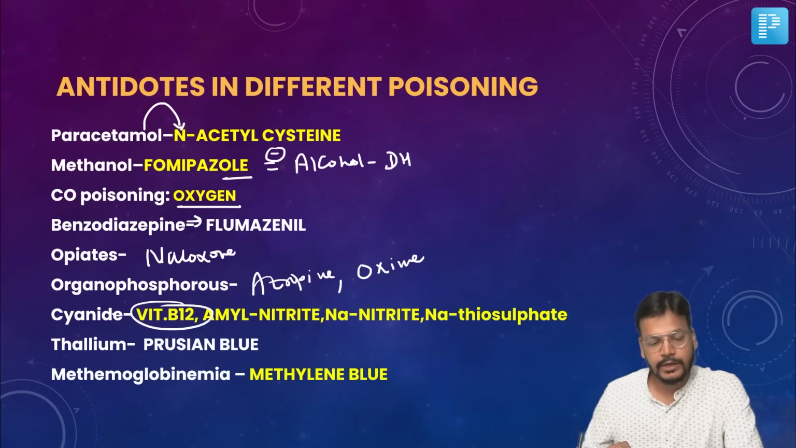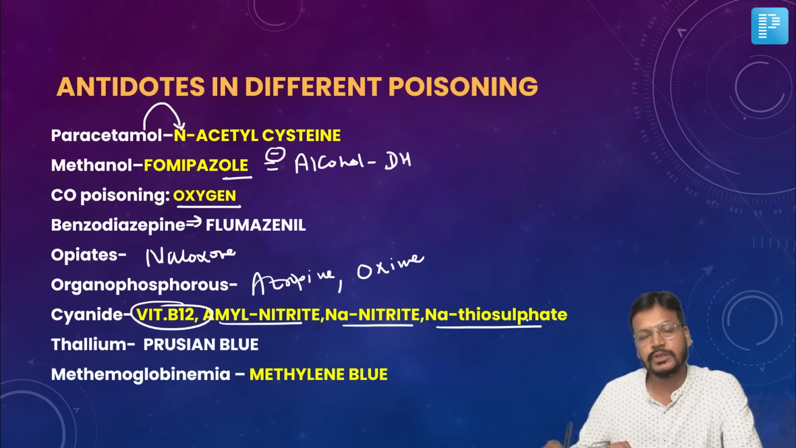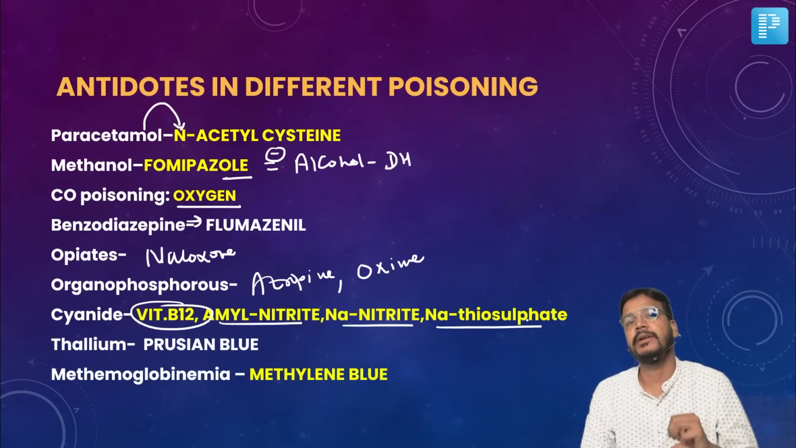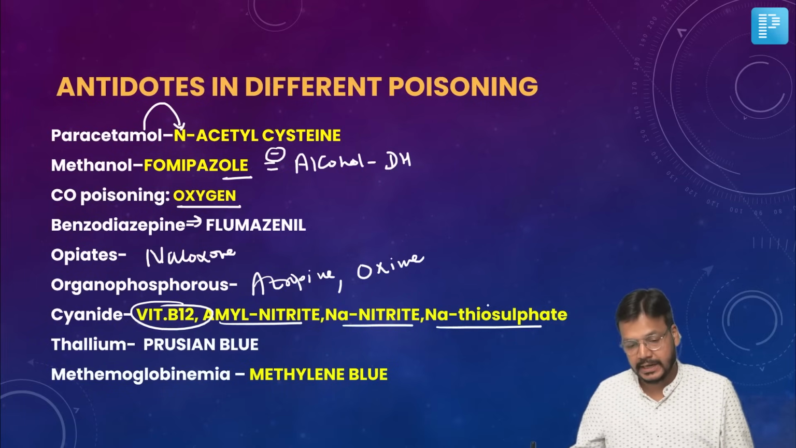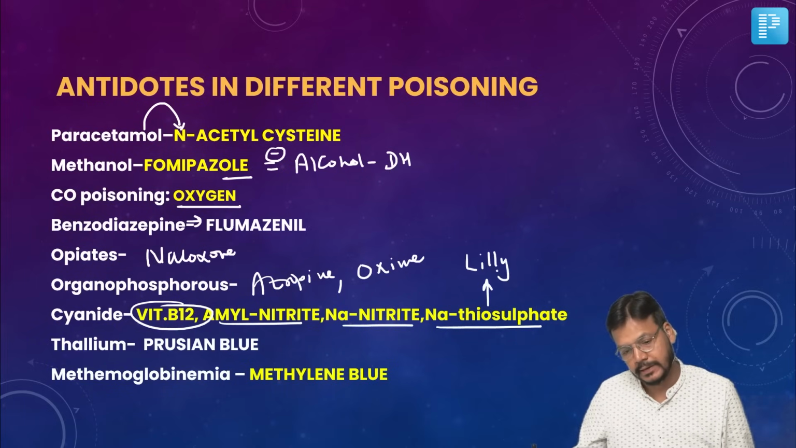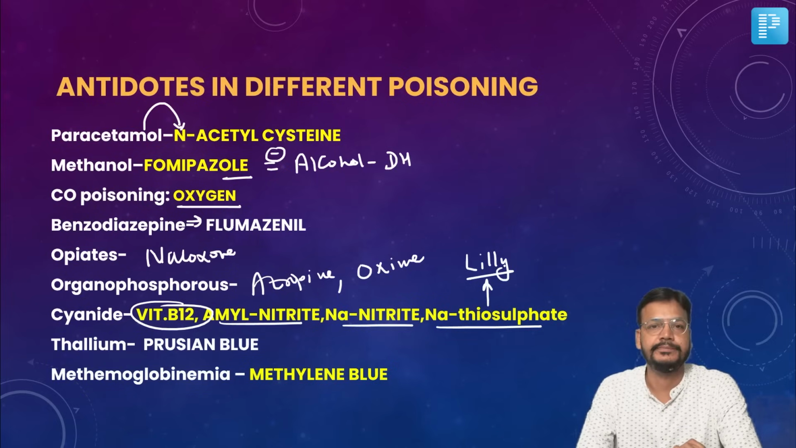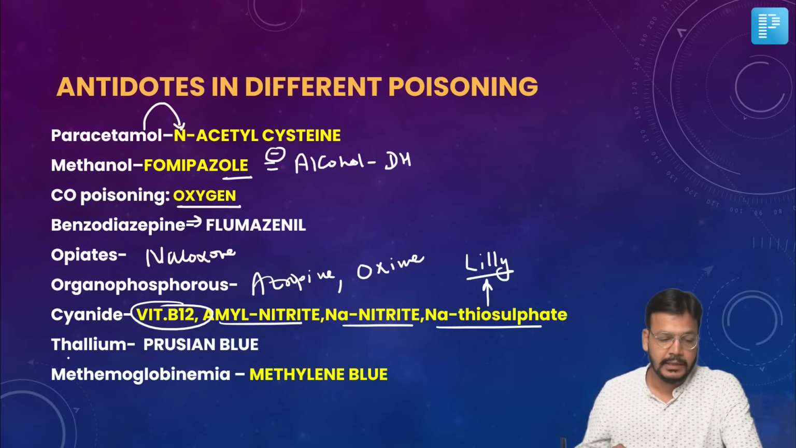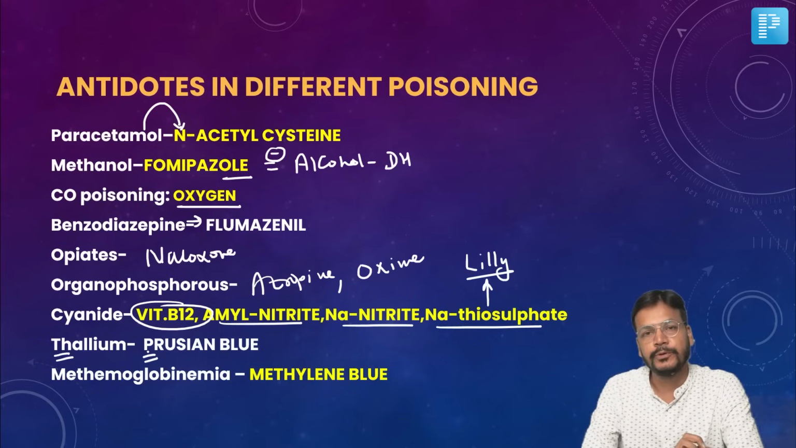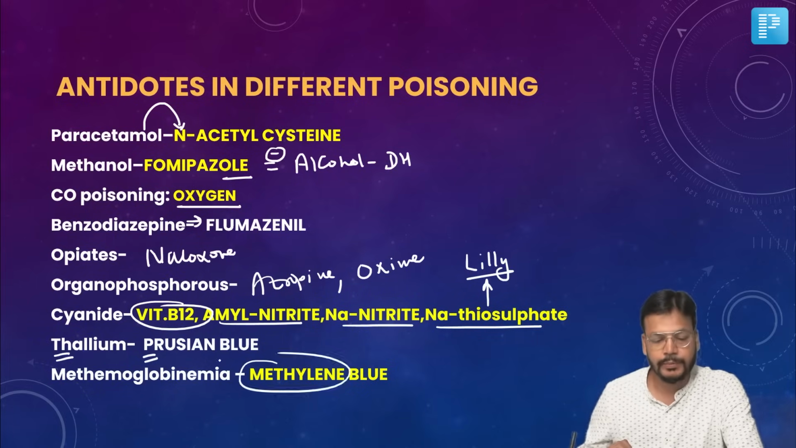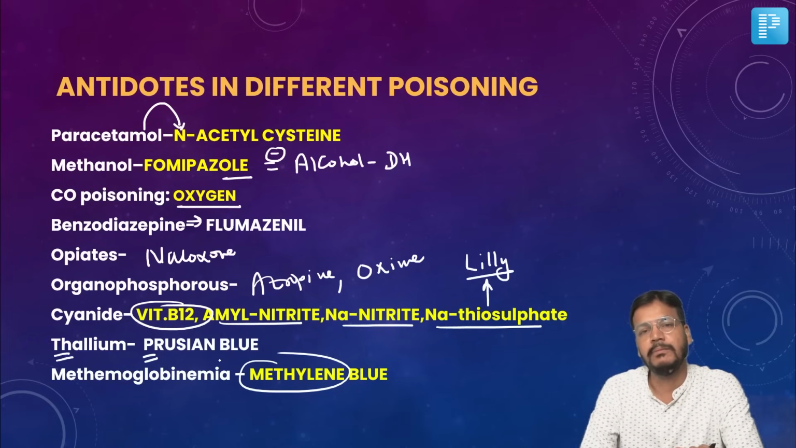Cyanide, the best antidote is vitamin B12, but we also use amyl nitrite, sodium nitrite, and sodium thiosulfate. Triple antidote. For cyanide, we use triple antidote. Eli Lilly antidote. Triple antidote. Thallium, Prussian blue, this is the antidote of thallium. And for methemoglobinemia, methylene blue. These are the antidotes generally asked in your exam.